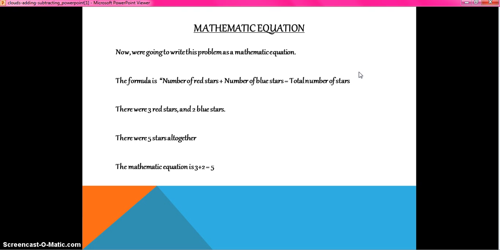Now we need to add the blue stars. Before we write how many blue stars there were, we need to write down a plus sign to show that we are going to add these numbers together. Everyone write down a plus sign right next to the number 3 you just wrote.